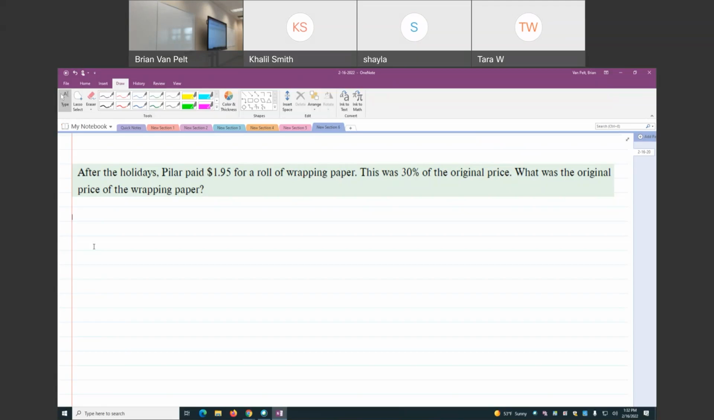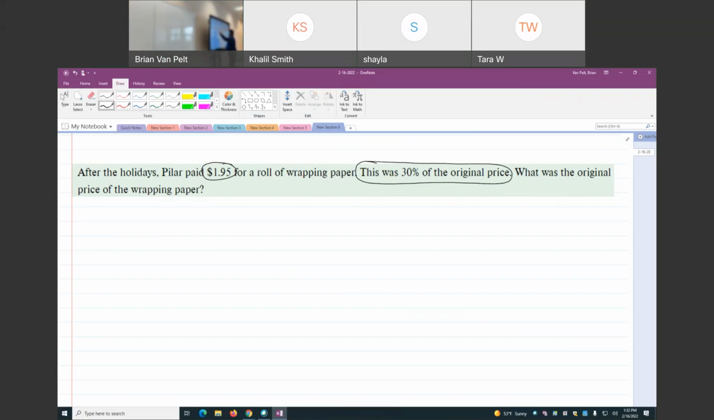Anybody? 650? No? I'll take a look. The dealer paid $101.95, and goes on to tell us that this was 30% of the original price.